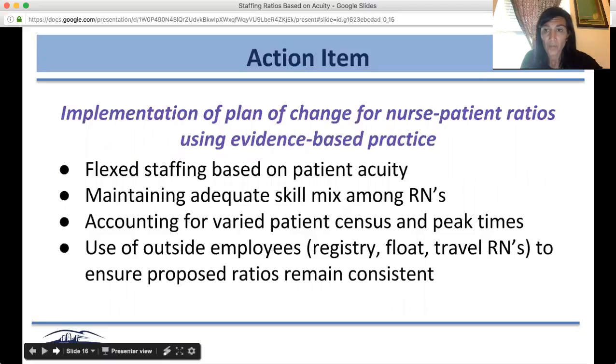Implementation and plan of change for nurse-patient ratios using evidence-based practice. Studies have shown that using a variable staffing matrix is the most effective in maintaining safe nurse-patient ratios, like staffing based on patient acuity. This also includes maintaining an adequate skill mix among RNs, accounting for varied patient census and peak times, and also use of outside employees, registry, float nurses, travel RNs to ensure that proper proposed ratios remain consistent.